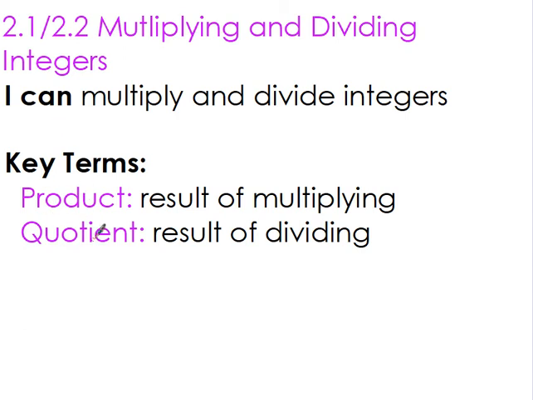Okay, and so first, key terms: product. Product is the result of multiplying, and quotient is the result of dividing. So when we have the product, that is the answer to a multiplication problem. When we have the quotient, that is the answer of a division problem.